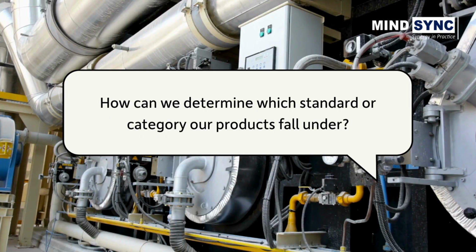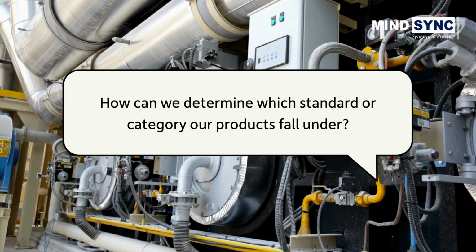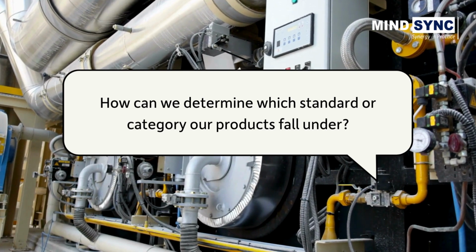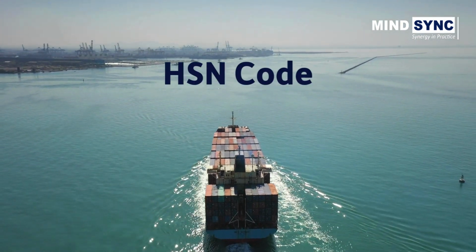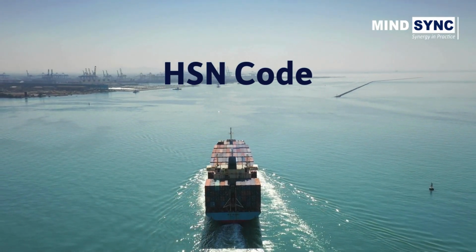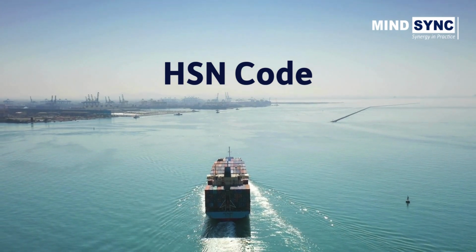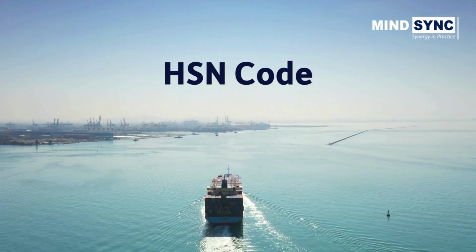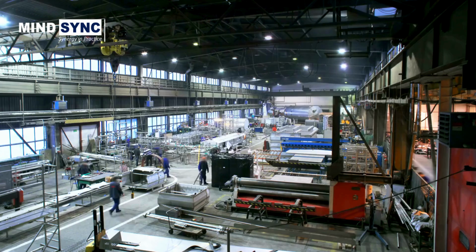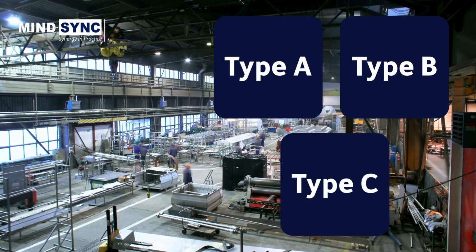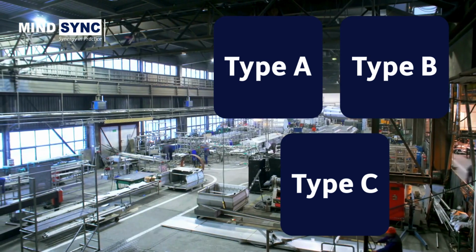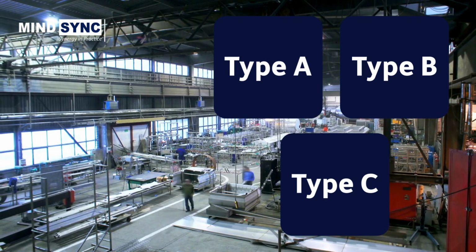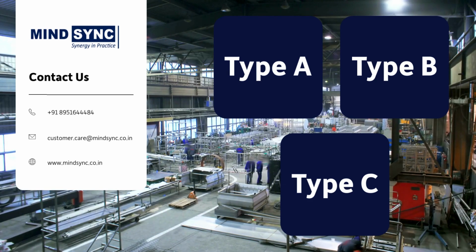Now let's get started. The first question is, how can we determine which standard or category our product falls under? So the first thing you need to see is the HSN codes in the order. Suppose your product HSN code is in the order, then your product might need a certification. So after finding out the HSN code, the next thing you need to do is to classify your products on the basis of which type it falls under. There are type A, type B and type C. So this will be the next most important step you need to do after finding which HSN code your products fall under. So if you have any queries regarding the identification of type A, type B standard, you can just contact us. The details are given here.